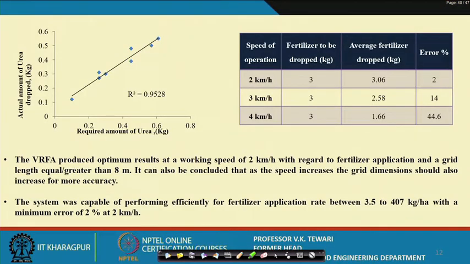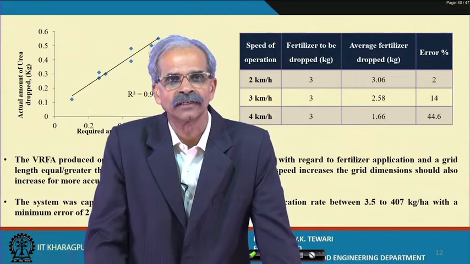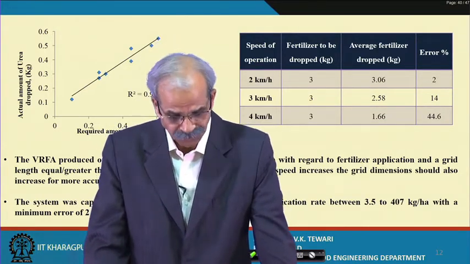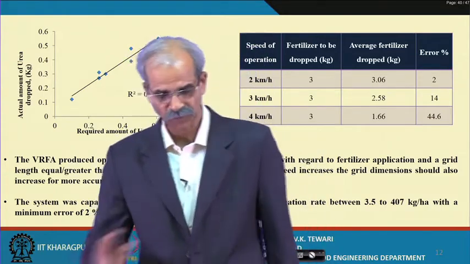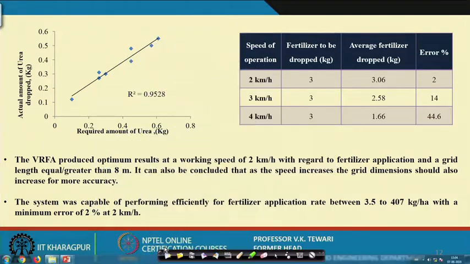Well, if you compare the actual amount dropped and the required urea, you will find that R square is about 0.9528, and hence you will appreciate our effort that yes, the system is working all right. But there are certain hiccups, because when we compare the errors at different speeds, at 2 km we find that the error is very less, about 2%. This is the fertilizer actually dropped and the fertilizer to have been dropped. Then at 3 km this is to have been dropped, but this much has been dropped. Then at 4 km this is to be dropped, this has been dropped.